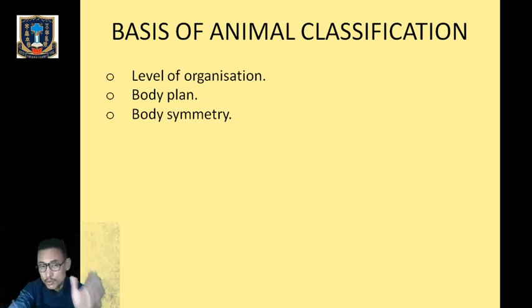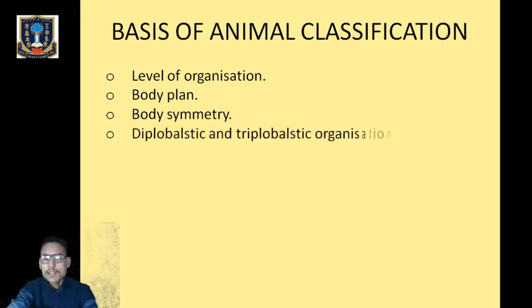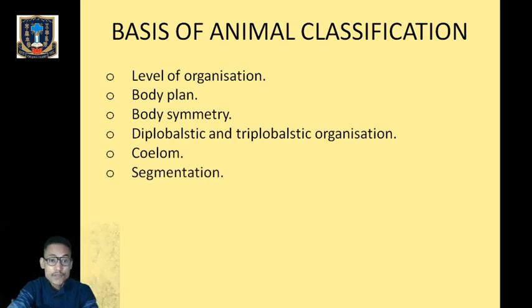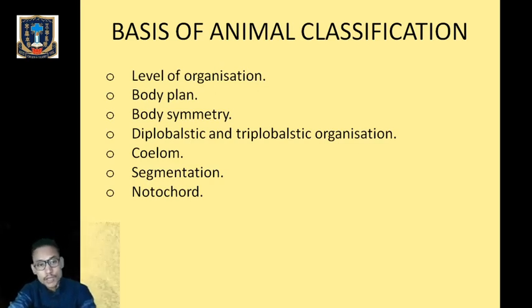We have to go through each and every basis of classification in detail. Then we have diploblastic and triploblastic organization. The next basis is the presence of body cavity, or the coelom. Next is segmentation, the presence of segments in the body. The next is the presence or absence of notochord. We'll see this in the phylum Chordata; we'll talk about notochord at that particular phylum.